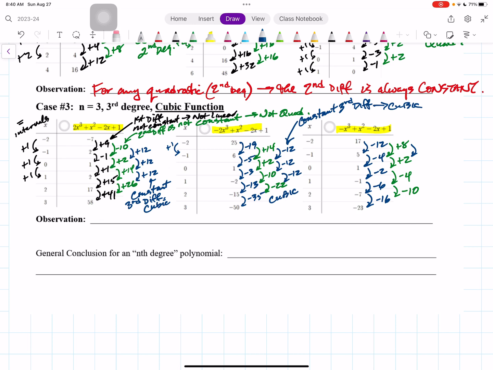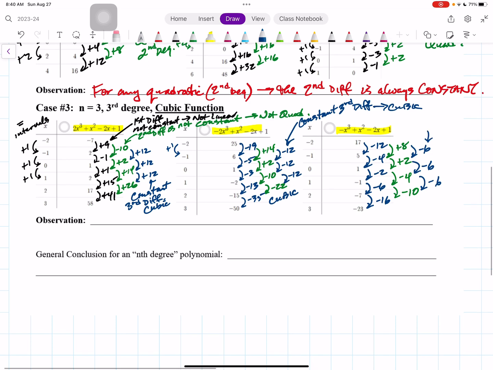So from 8 to 2, we're decreasing by 6. From 2 to -4, we're decreasing by 6. From -4 to -10, we're decreasing by 6. And so this number represents a constant third difference. Or you can say the third difference is constant. It doesn't matter how you say it. So third difference, because we did this 3 times, is constant. All right, that tells me we have a cubic function.